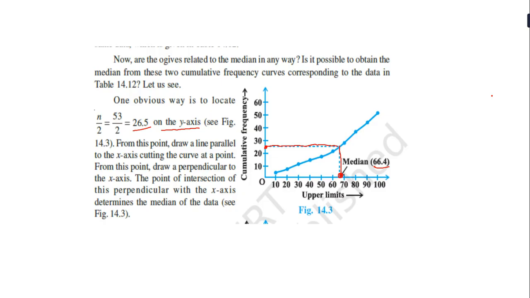Now to find out the median, what do I have to do? CF, that is n is equal to 53. So n by 2, that is 53 by 2, that is 26.5. Where is 26.5 on the y-axis? That way we can get the median. So we make a parallel line with the scale, and then a perpendicular line. Wherever they intersect, that is our answer. So the ogive has two types of graph, less than and more than. Here we have discussed the first, that is less than.